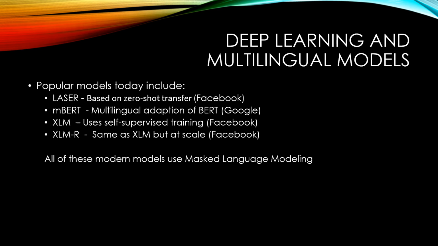I should mention now that MBERT is a multilingual version of BERT that is trained on 104 languages and is one of the main reasons there have been so many advancements in multilingual models today. Next is XLM and XLMR. XLMR is just the same as XLM basically, but it's at scale. It uses more languages and more data. And XLM can be seen as an enhanced BERT by basically expanding upon BERT's transformer architecture and using self-supervised training. XLM and XLMR are both made by Facebook. Also, as we will see in the upcoming slide, all these modern models use masked language modeling, which is a deep learning technique.